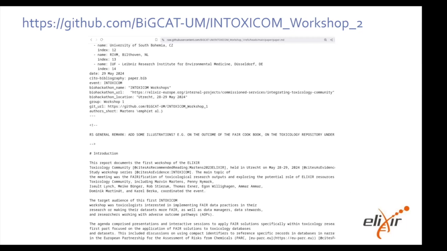Any questions about that part? Because it is a formal deliverable that we have to provide to the ELIXIR hub, so it is kind of important for the organization. No? Okay.